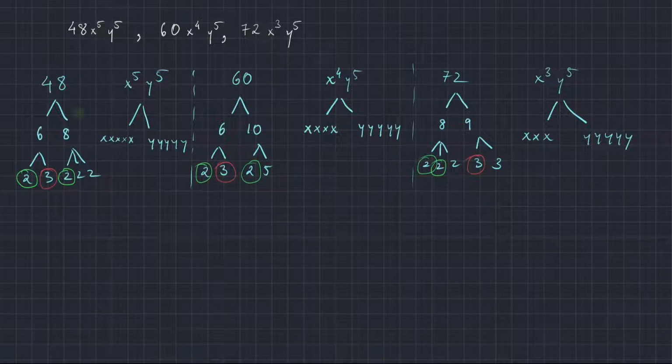And doing the same thing for x and y, we have 3 x's, I would say. And how many y's? All of them. So we have 5 y's in common. And this is how we find the greatest common factor.